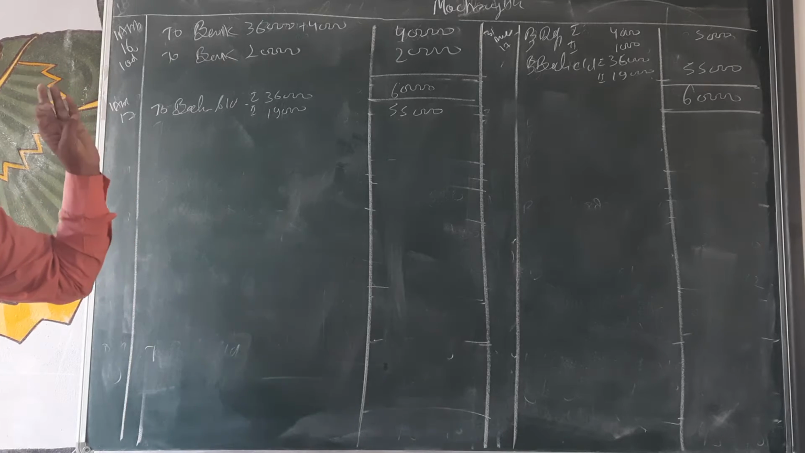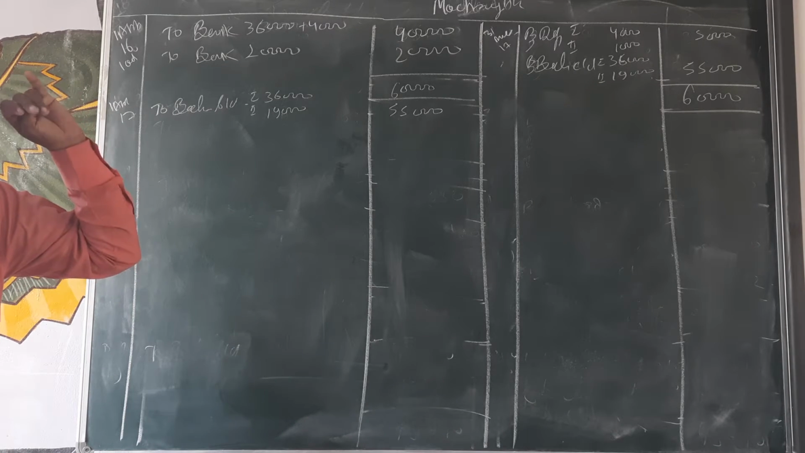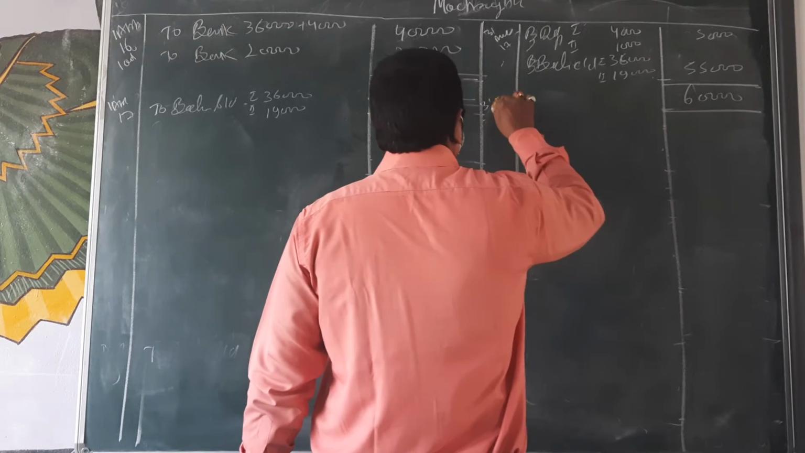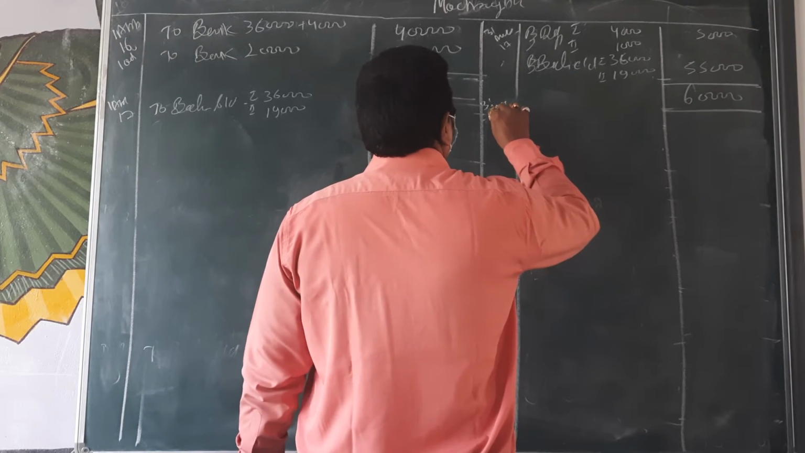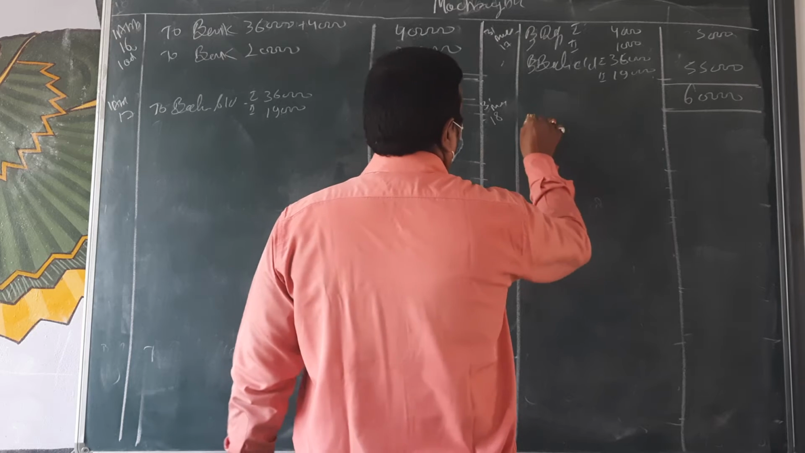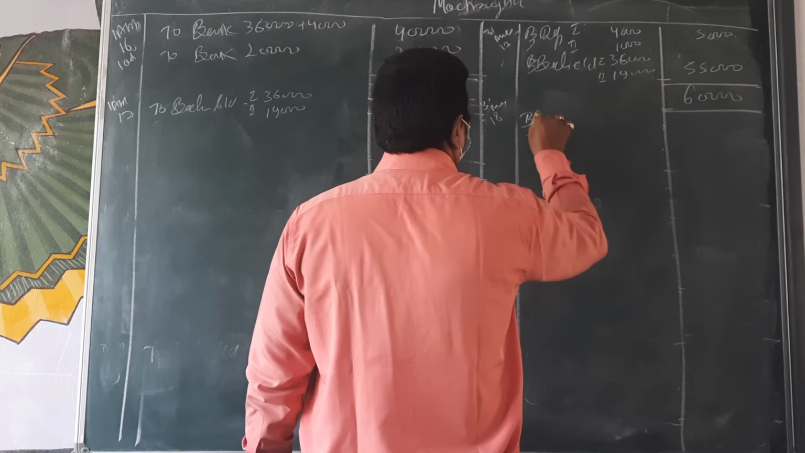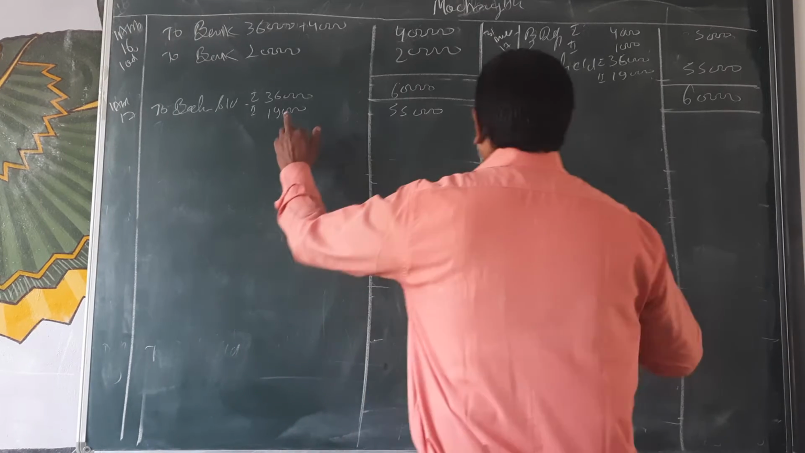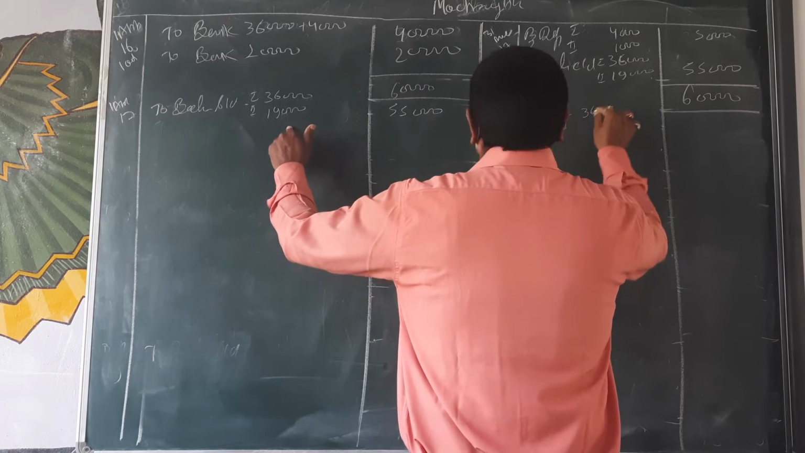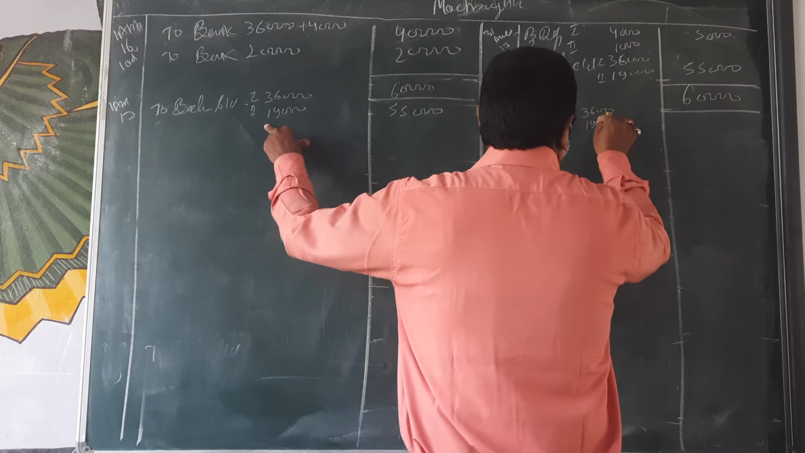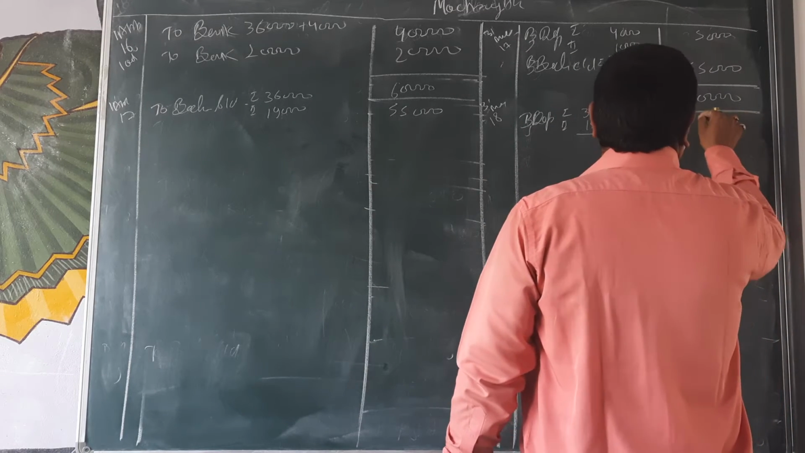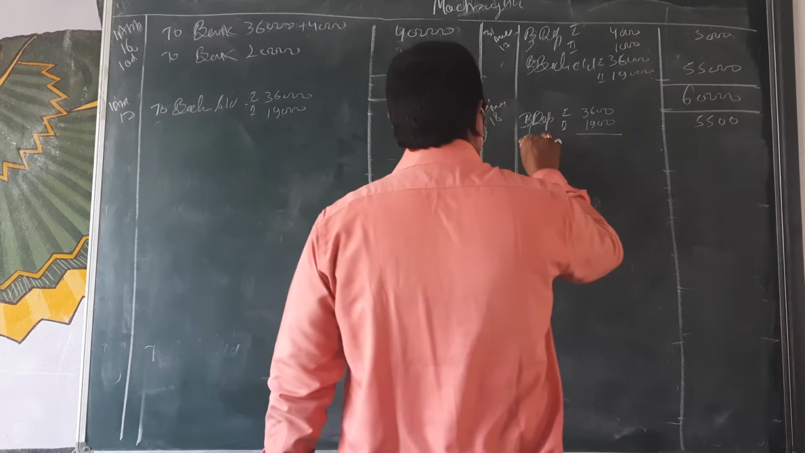1st April, May, June, July, August, September, October, November, December, January, February, March. Nothing. Then again 31st March 2018, by depreciation first and second. First machine 3,600, second machine 1,900. Total amount 5,500.